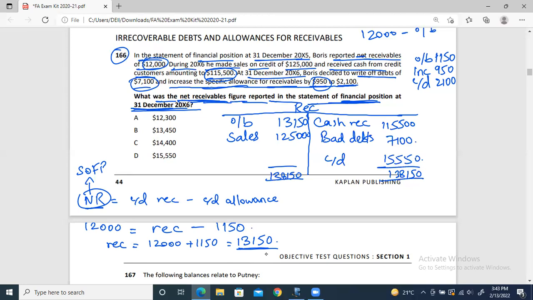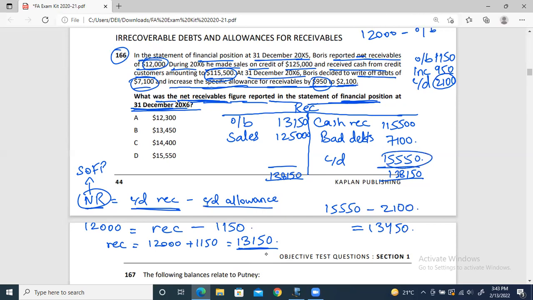So again, the net receivable formula was closing receivables, which is this one, 15,550, right? And closing allowance was minus. So closing allowance is clearly given in the question. I've also written it over here. 2,100 was the closing allowance. So if we minus this uncertain amount, which was 2,100, this means that out of 15,550, we might not receive the 2,100 amount. So the certain amount, which in other words is called the net receivable, is 13,450. So this is the correct net receivable figure.